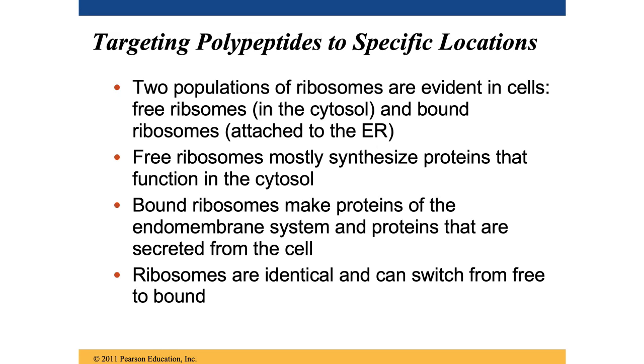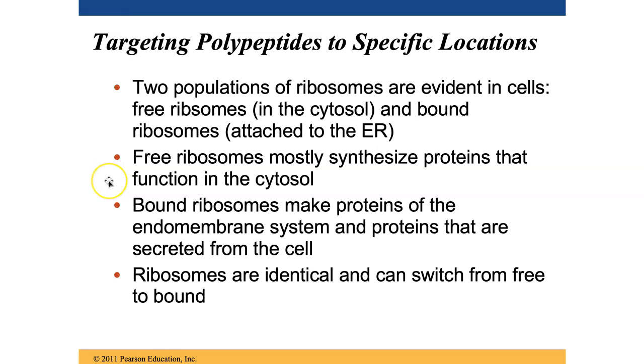You may remember from chapter 6, we talked about ribosomes when we talked about the rough ER. Remember, there's smooth ER and rough ER, and the rough ER is called rough because it is studded with ribosomes. So we have two populations of ribosomes in the cells. They're either bound to the ER, bound ribosomes, or there are ones that are just free floating in the cytosol.